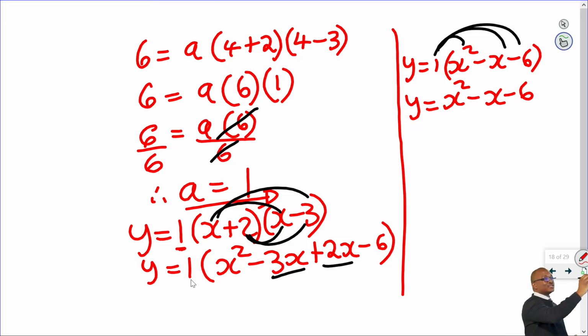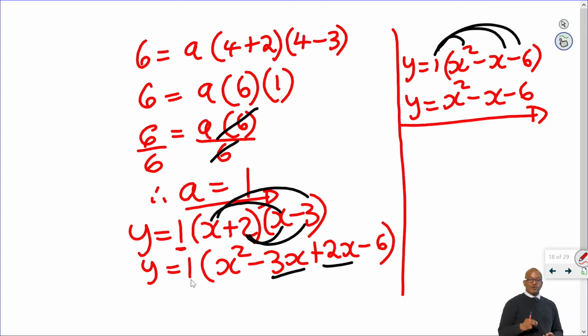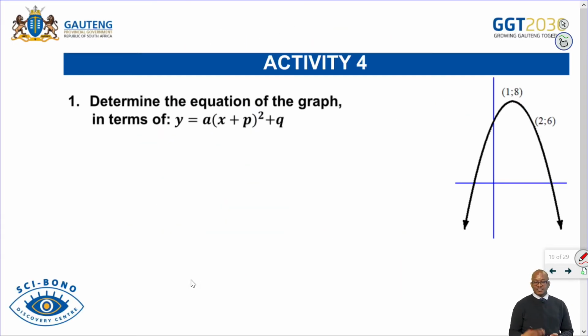As you expand, you can see that the equation is in the form y is equal to x squared minus x minus 6. So that's how you determine the equation of the graph. Now, let's look at another way of determining the equation.